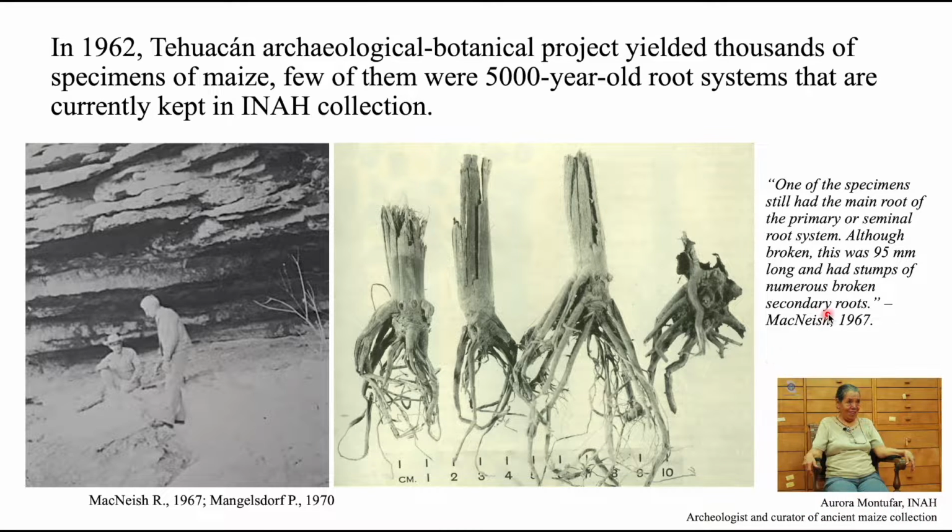And curiously, in the book, Richard McNeish reported that they found a root system of maize with seminal roots. So it's interesting because if they had been aware that seminal root number was the main trait that distinguished teosinte and maize, maybe they would have developed more research on this. But in the 60s, the origin of maize was not very well understood. They didn't even know that teosinte was the ancestor.